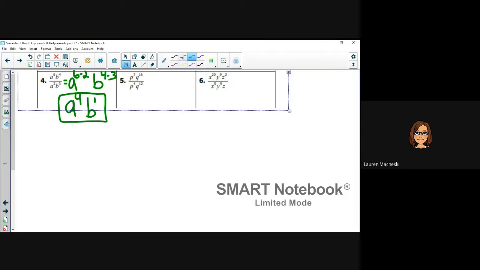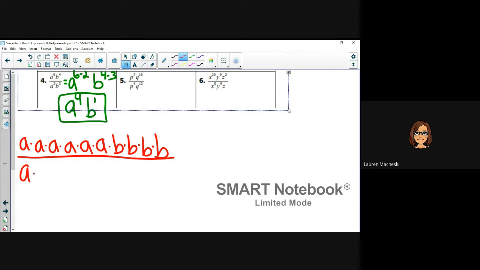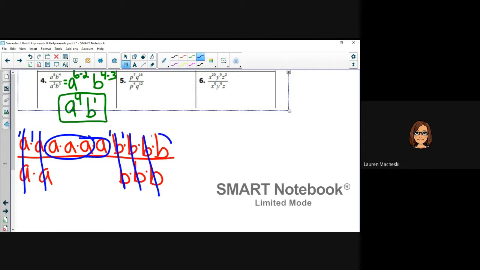Could you very well do exactly like I showed you if you like that better and do 6 a's, 4 b's? If you prefer this and that helps you to see it better, you are more than welcome. I just recommend that you line things up like that, and then anything divided by itself is 1. I'm left with 4 a's. Anything divided by itself is 1, and I'm left with 1 b. Exactly what I have there. So it's really your choice. It just depends on what you prefer.